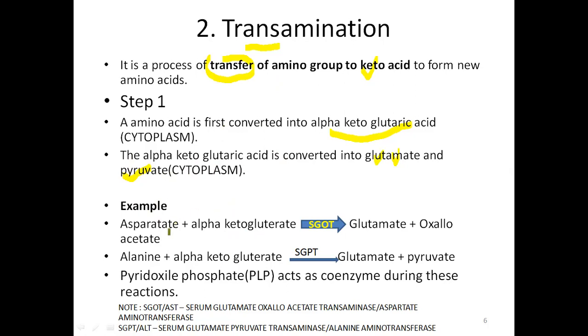Now let us take some examples. One is aspartate and another one is alanine. In the presence of alpha ketoglutarate, these amino acids get converted into glutamate. The glutamate is formed in the presence of two very important enzymes, SGOT and SGPT. Both enzymes have PLP as the coenzyme. In the presence of these two enzymes and PLP, these amino acids get converted into glutamate. The expansion of these enzymes you can see in the note.